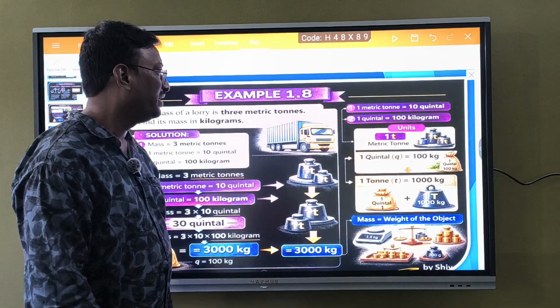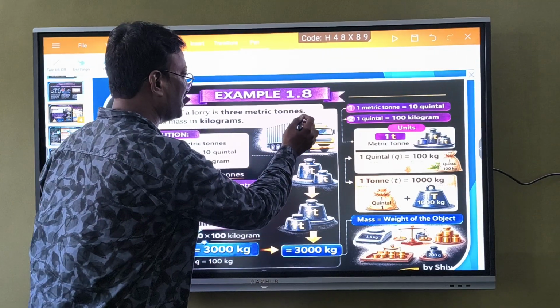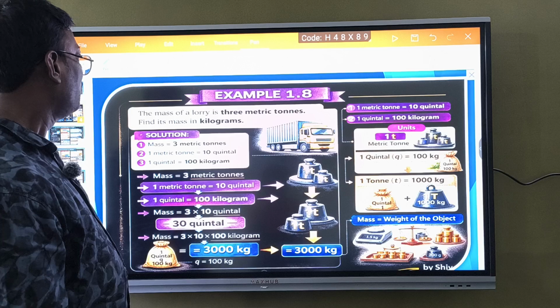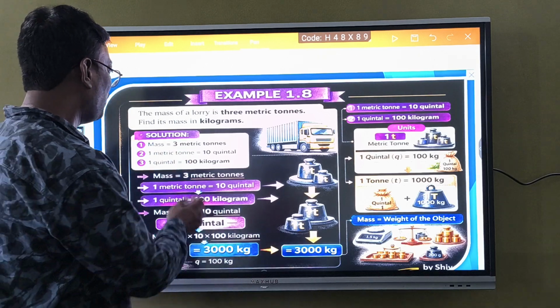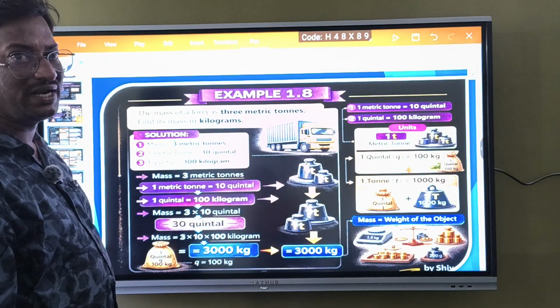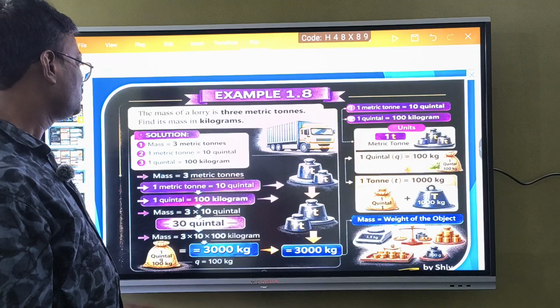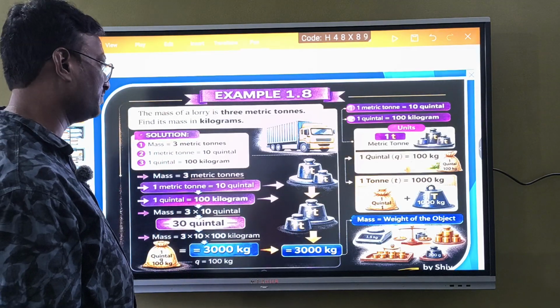Next thing is example C. The mass of a lorry is 3 metric tons. Find its mass in kilogram. Mass is 3 metric tons. 1 metric ton is 10 quintals. 1 metric ton means 1000 kgs. So 3 metric tons means 3 into 1000. 1 quintal is 100 kilograms.